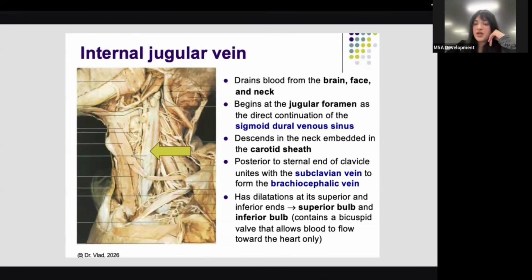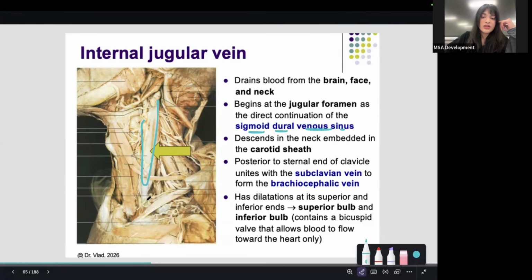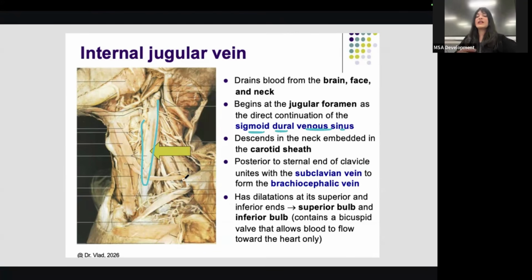Okay, it begins at the jugular foramen as a direct continuation of the sigmoid dural venous sinus. Descends in the neck, embedded in the carotid sheath. You can see here, a huge thingy here is the carotid sheath, posterior to the sternal end of the clavicle. So this is the clavicle around, like here. So you can see it's around the clavicle. It's going to join with the subclavian vein to form the brachiocephalic vein. So it has dilatations at its superior and inferior ends, and the superior bulb and inferior bulb basically contain valves to prevent backflow of blood. So it's just blood going toward the heart.